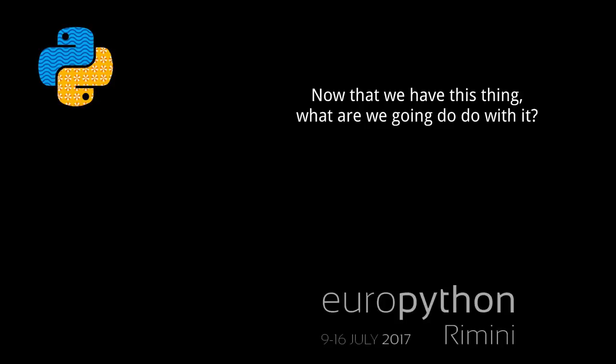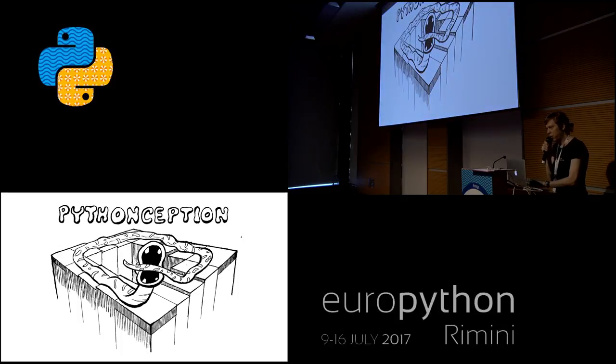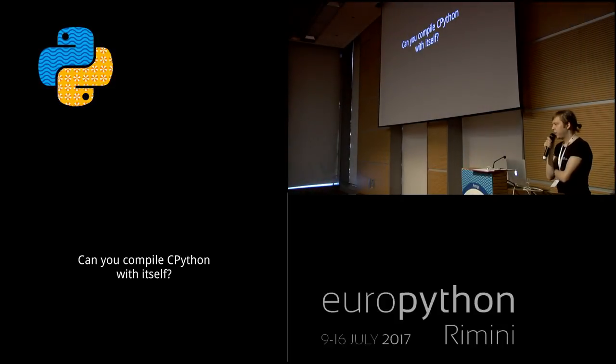And this is quite interesting in itself, but what can we do with this? So now that we have this, it's time we need to go deeper. We need to go all the way down and achieve Pythonception and ask the question, can you compile CPython with itself?